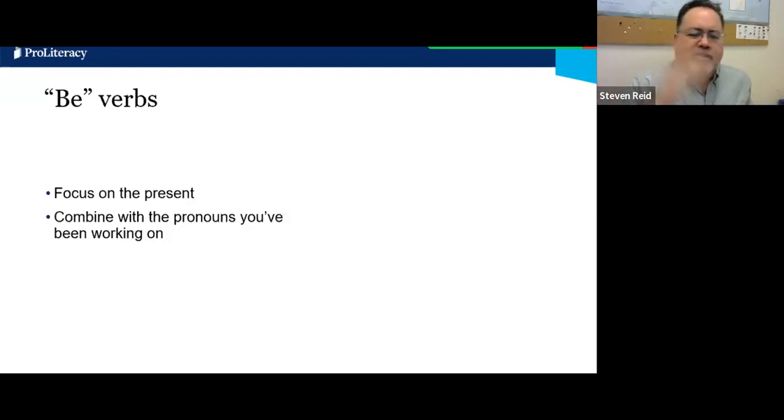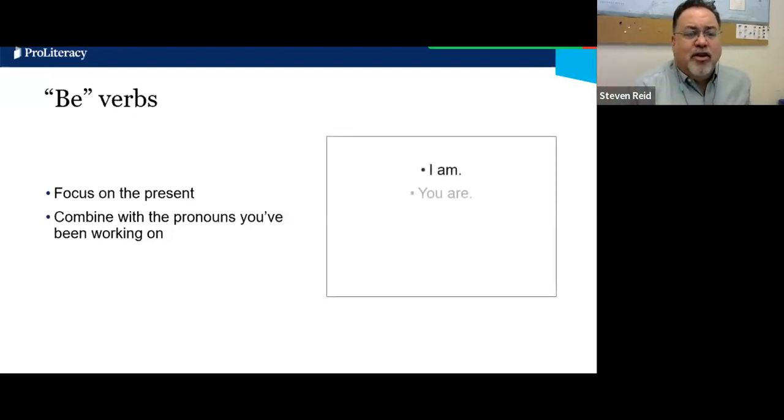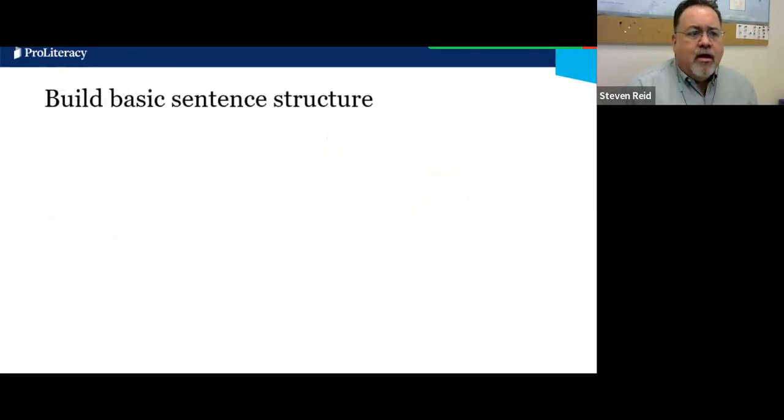Again, past tense will come later. Stay in the present. Stick with those pronouns that we've already been talking about. I am, you are, he is, she is, it is, we are. So work on those pronouns that you've already introduced, and then add the be verb that goes with it. This is going to help you as you're progressing forward.